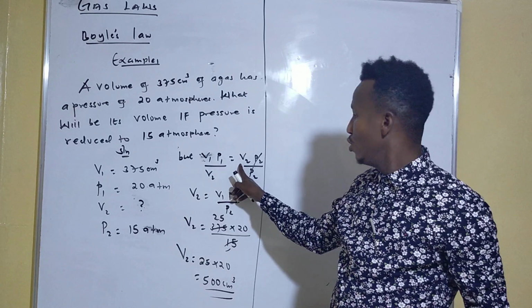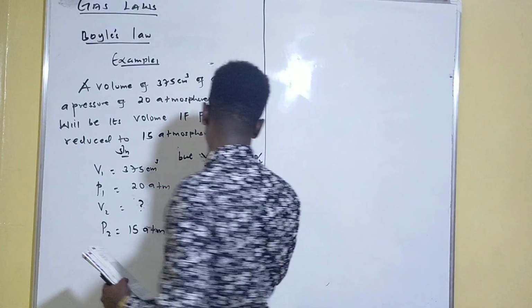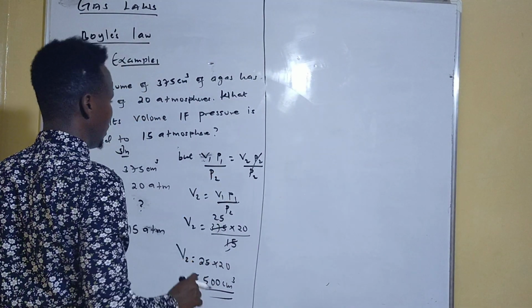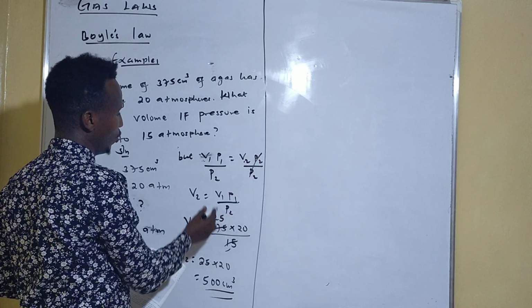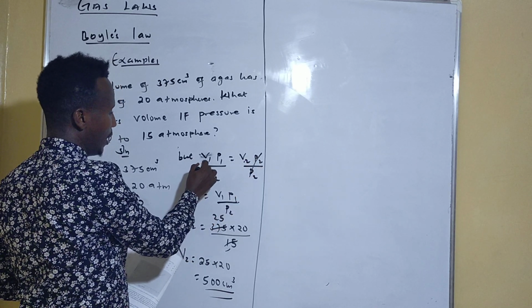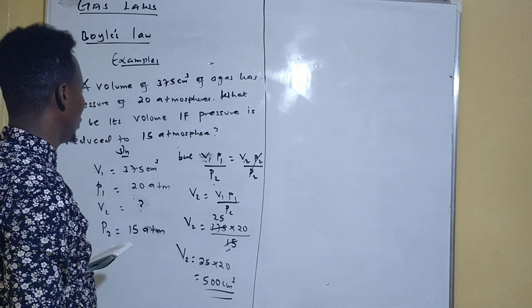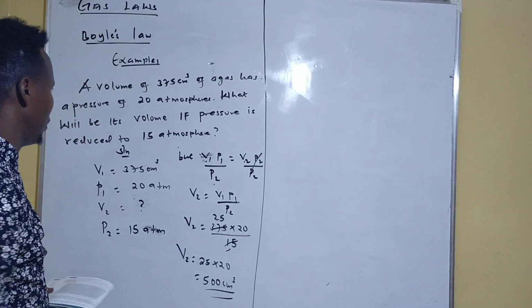V2. For us to get V2, we divide both sides by P2. Remember, this is P2, I apologize. So P2 and P2 will cancel. So V2 is equal to V1 P1 over P2. That's how you're going to calculate this concept of chemistry.